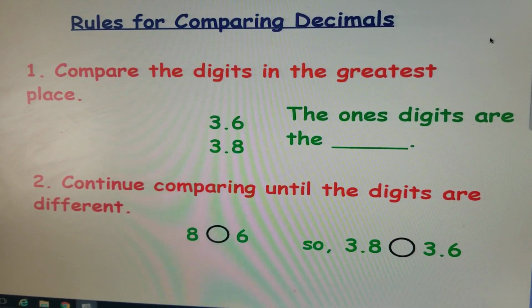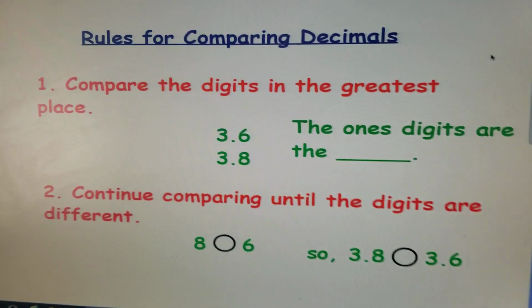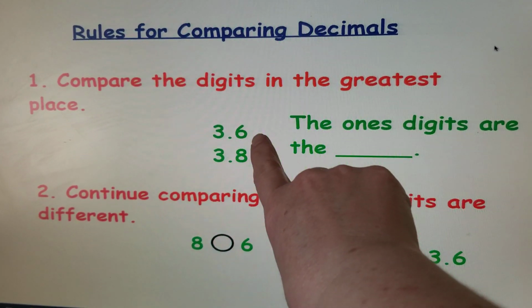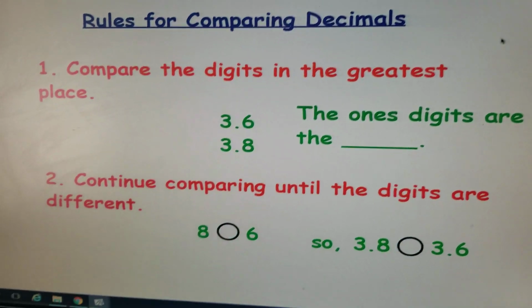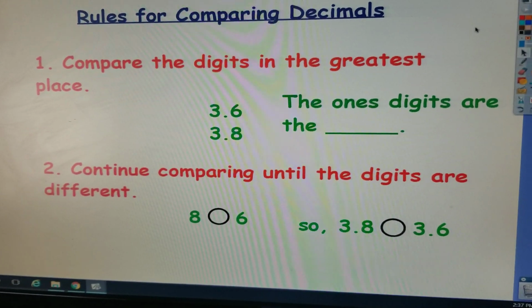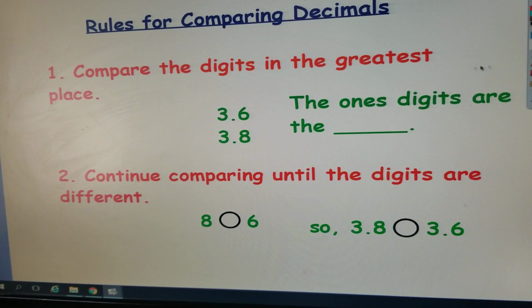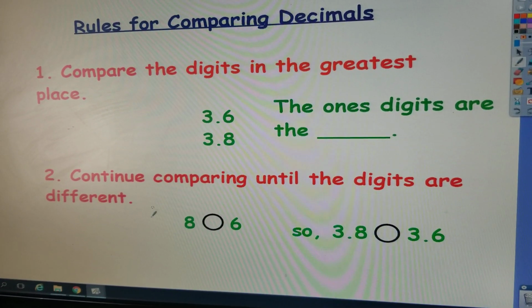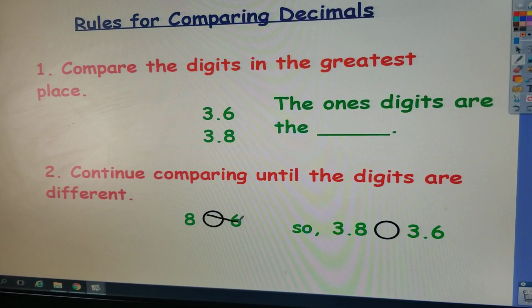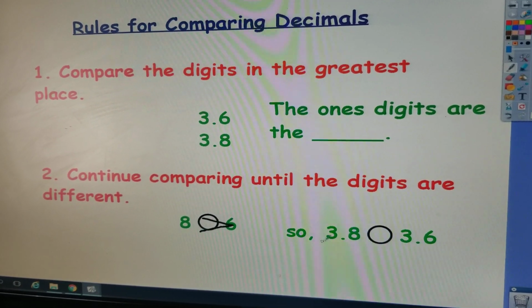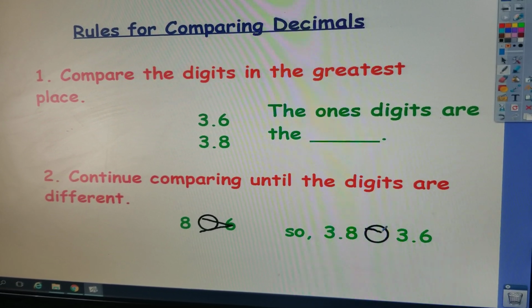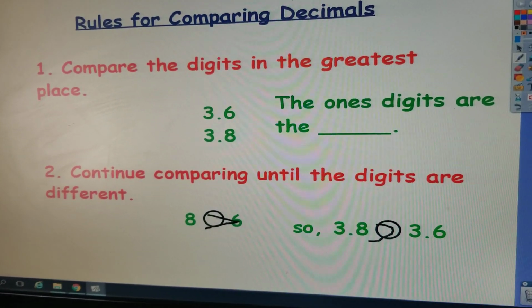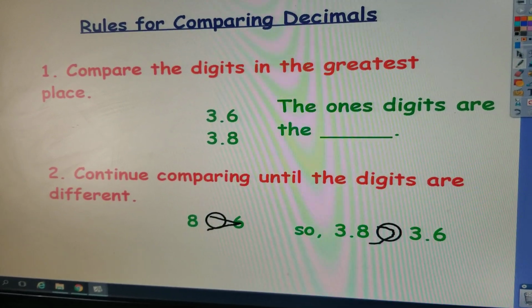So you move on to the next place value. The next place value would be the tenths place. So in 3 and 6/10 we have a 6, and in 3 and 8/10 we have an 8. Okay, so you would look to see which digit is larger, which digit is smaller. And we know that 8 is greater than 6. So 3 and 8/10 is greater than 3 and 6/10.